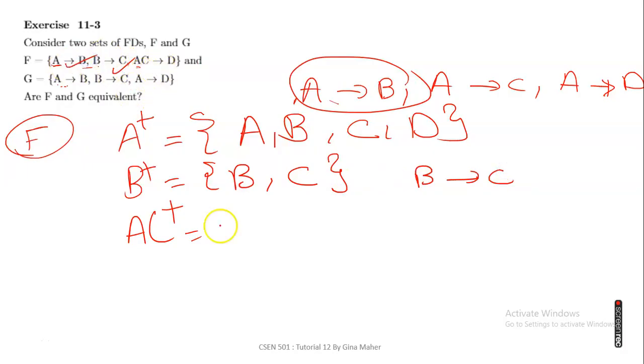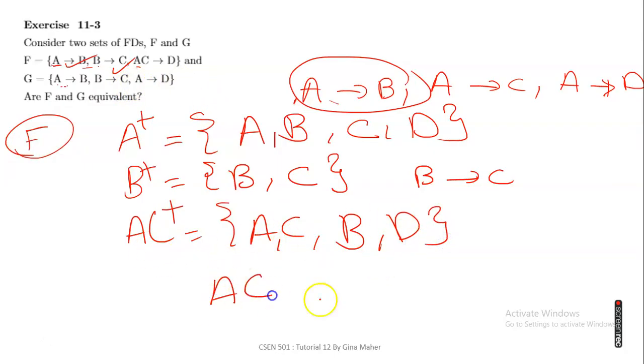Let's check the third one. AC. A implies B, so B is added. B implies C, C is already added. A implies D, so D will be added. So from this one, we can deduce that AC implies D because it is found there. So this one is correct. Let's repeat it for the G.